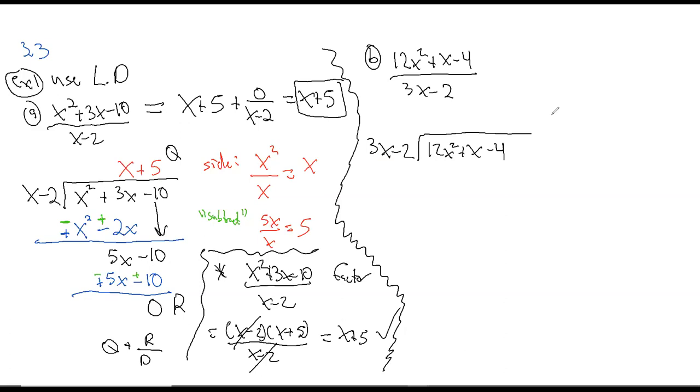If you need to go to the side, that's 12x squared over 3x. 12 divided by 3 is 4. You'll lose a factor of x. Since that's a 4x, not 4x squared, it goes over the x in the quotient.